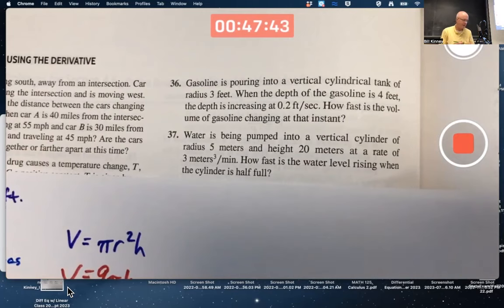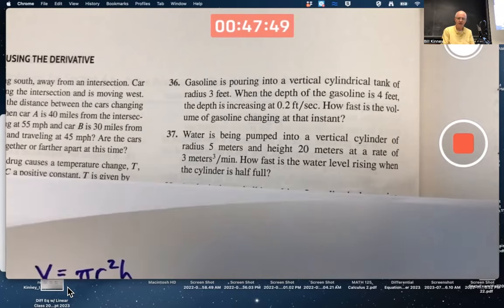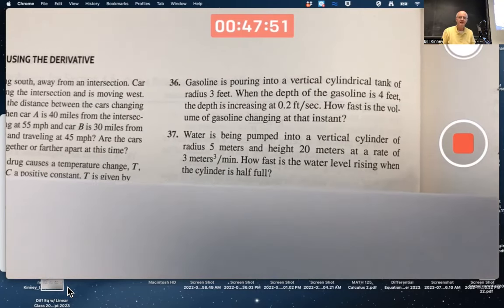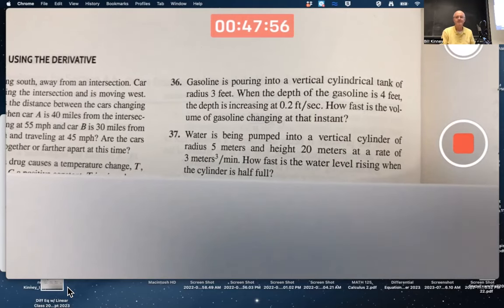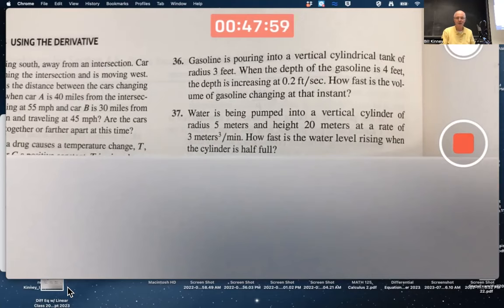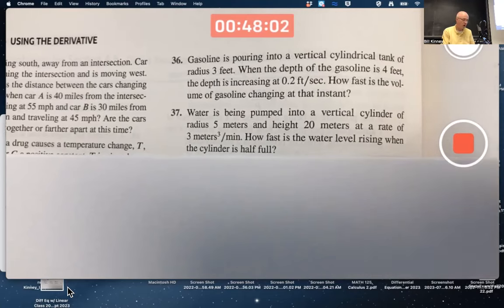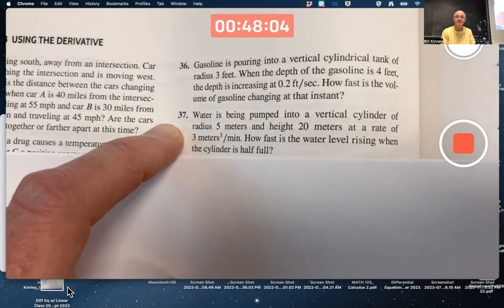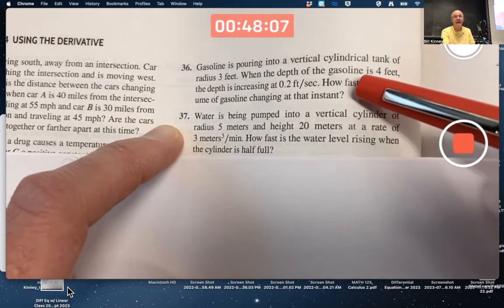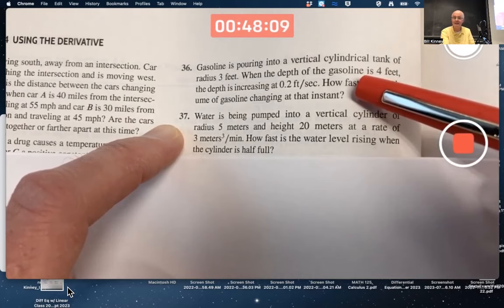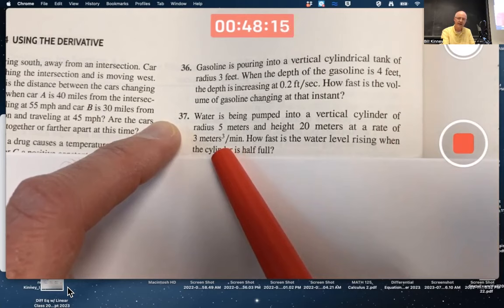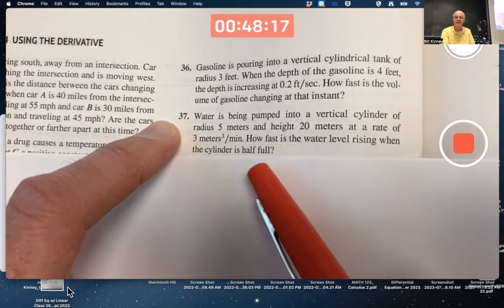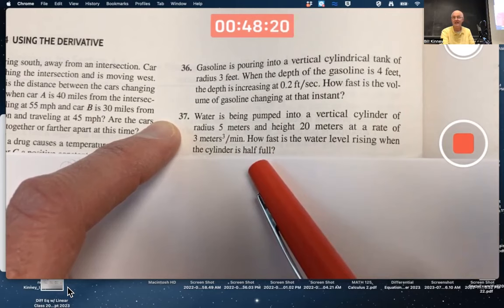37, somewhat similar, except now we're dealing with water. Water is being pumped into a vertical cylinder. That would be a tank again, shaped like a can, of radius 5 meters. Okay, now we're going to use standard units. And height 20 meters at a rate of 3 cubic meters per minute. So now you're given dV/dt. In the last problem, you were given dH/dt, and you had to find dV/dt. In this problem, you're given dV/dt, and what do you want to find? How fast is the water level rising when the cylinder is half full? You want to find dH/dt.